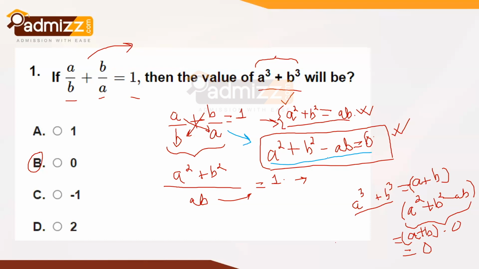Once you bring it to this form, you can simply go over the formula for a cubed plus b cubed, which is a plus b times a squared plus b squared minus ab, right? We know the value of a squared plus b squared minus ab, which is 0. We solved it from this equation. So the right-hand side comes out as a plus b times 0, which is equal to 0, because anything multiplied by 0 is equal to 0. Is that clear?